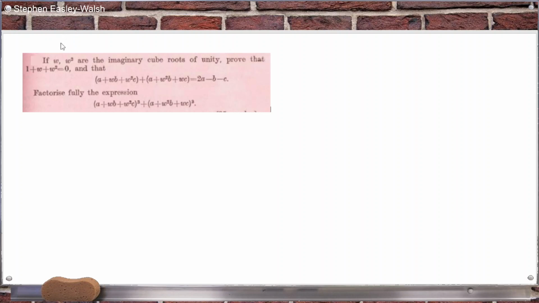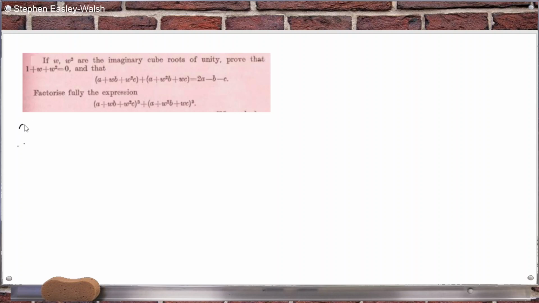Okay guys, the first part here proved that 1 plus omega squared equals 0. I've proven that a couple of times now, most recently in 1959, so you can look at that video if you want to see that. On to the first part here. Show that this equals this.